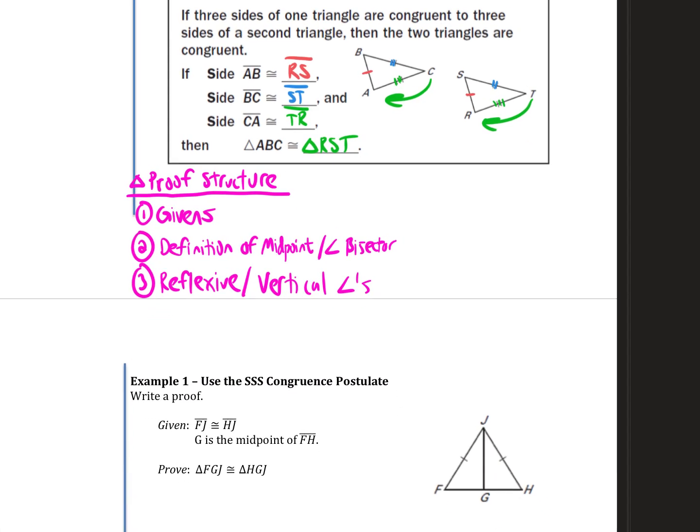Reflexive sides or vertical angles. I'm going to put down here shared side, okay? Reflexive or shared sides, okay? And we know what vertical angles are.